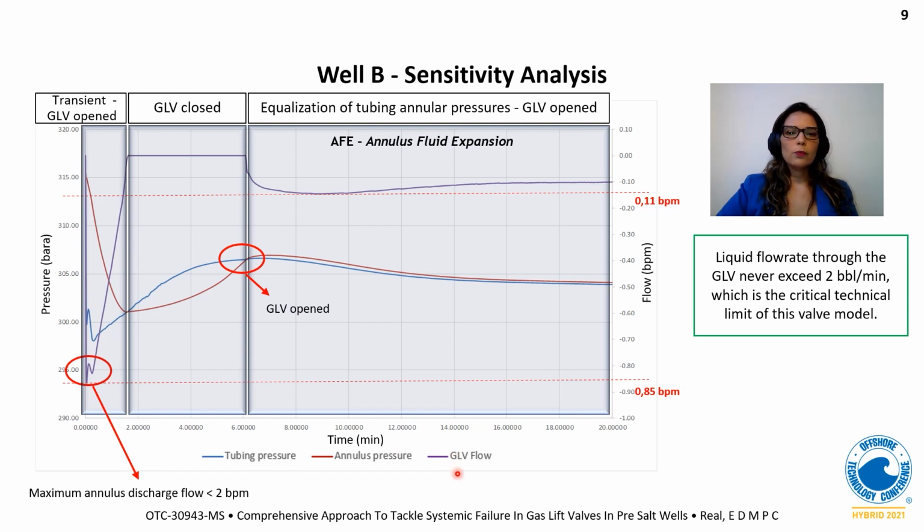The simulation showed an initial transient with high discharge liquid flow due to the large drawdown at the well kickoff. It showed that fluid flow was from the annulus to tubing. Also, the simulation showed the effect of the diesel expansion and the subsequent pressure equalization between the tubing and the annulus pressure, which indicates that the gas lift valve was open. The simulation also showed that the liquid flow rate through the gas lift valve never exceeded 2 barrels per minute, which is the critical technical limit of this valve model.